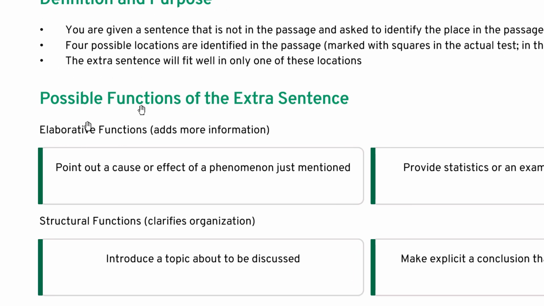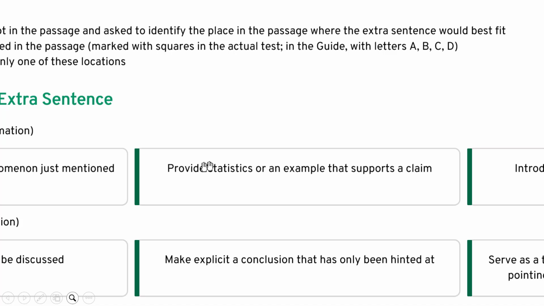First of all, when we add the new text, the function for that new text may be to point out a cause or effect of a phenomenon just mentioned. So it is pointing at something as a cause and effect, or reason and result. Or that new sentence which we insert might provide statistics or an example that supports a claim.